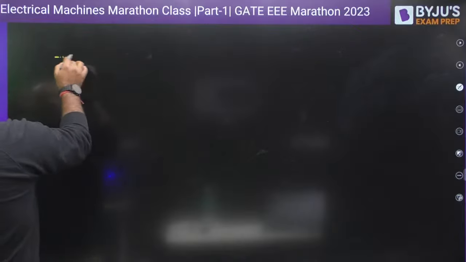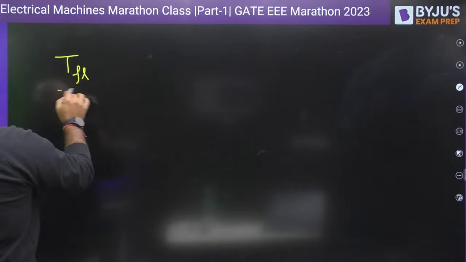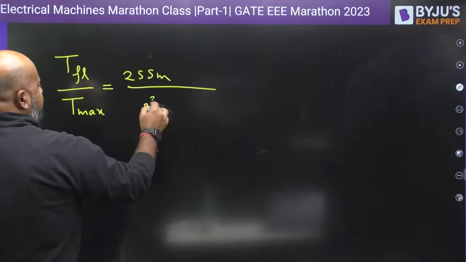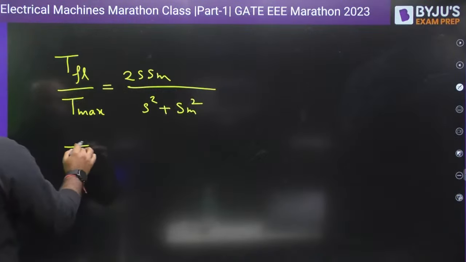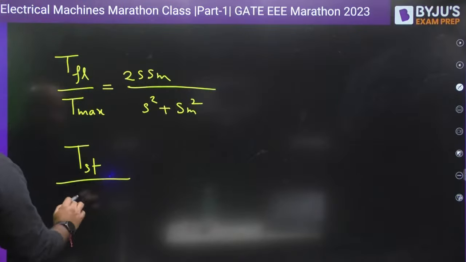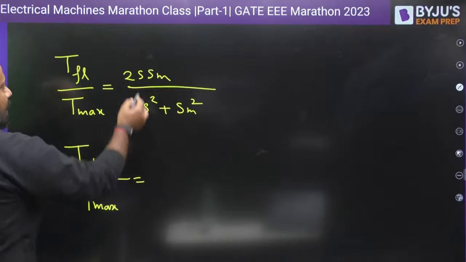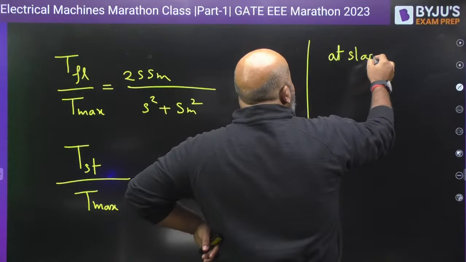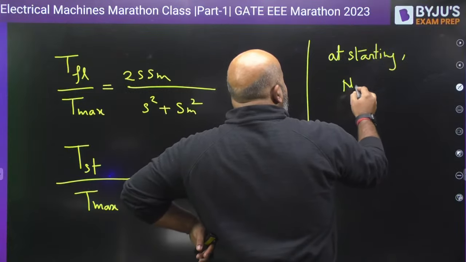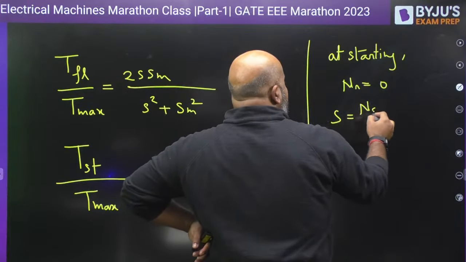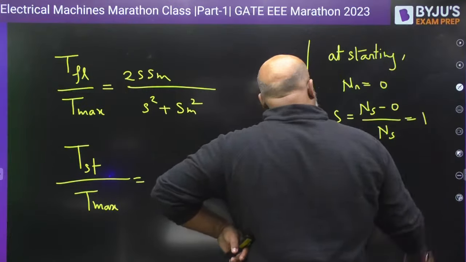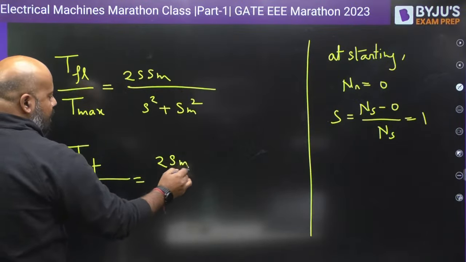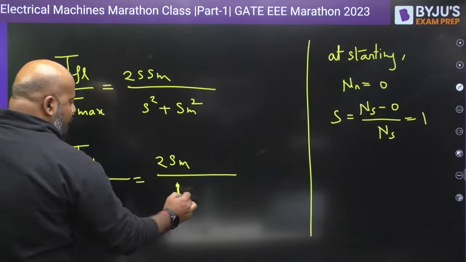You must remember this formula. Torque upon maximum torque is 2 S SM upon S square plus SM square. Now, for the starting torque, starting torque divided by maximum torque, just put S equal to 1, because at the starting of the induction motor the rotor speed is 0. When rotor speed is 0, the slip at starting becomes 1. So if you are comparing the starting torque with the maximum torque, put S equal to 1 in this expression. It becomes 2 SM upon 1 plus SM square.